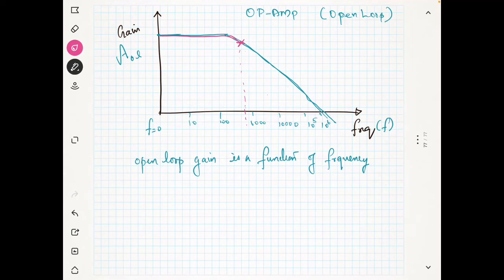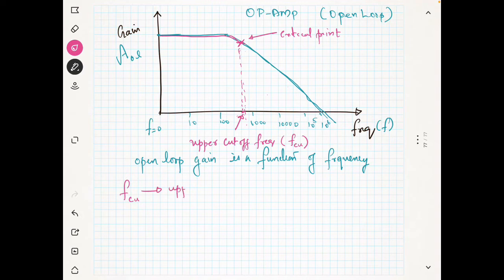So this is a critical point. The frequency at this critical point, we will call it the cutoff frequency. Since the gain starts decreasing here, and this is the higher value, this is the upper cutoff frequency, and usually it is denoted by FCU. So what is FCU? FCU is the upper cutoff frequency.